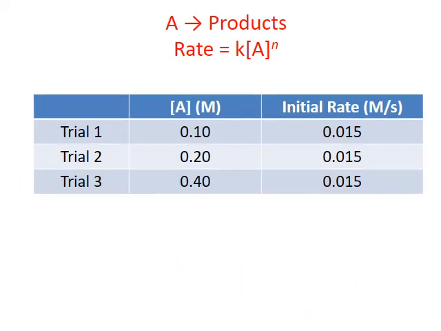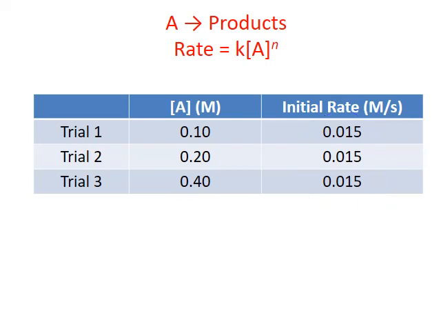So let's look at another example. Again, we're going to have three trials with initial concentrations of our reactant of 0.10 moles per liter, 0.20, and 0.40. This time, however, for this particular reaction, our initial rate doesn't change, even though we've changed the initial concentration for each of our trials.